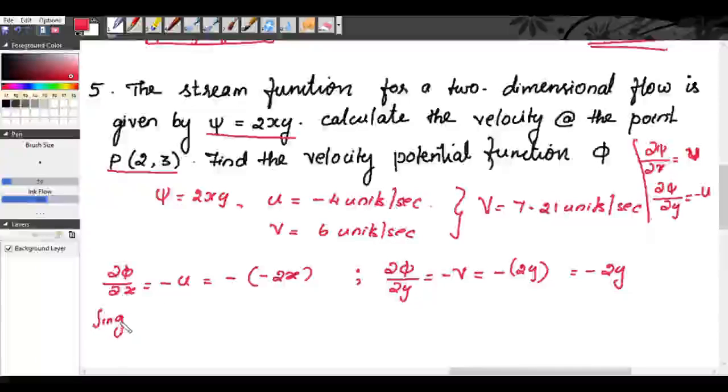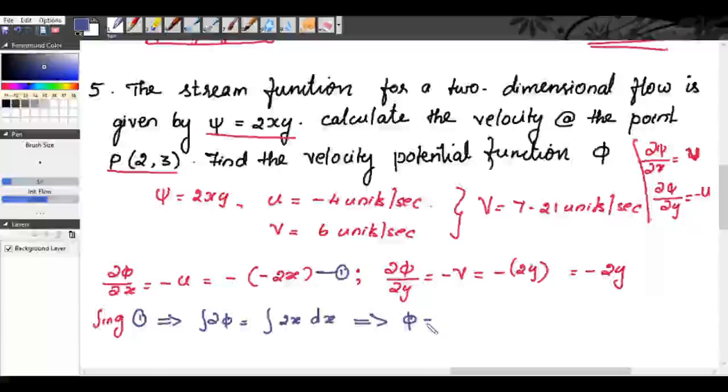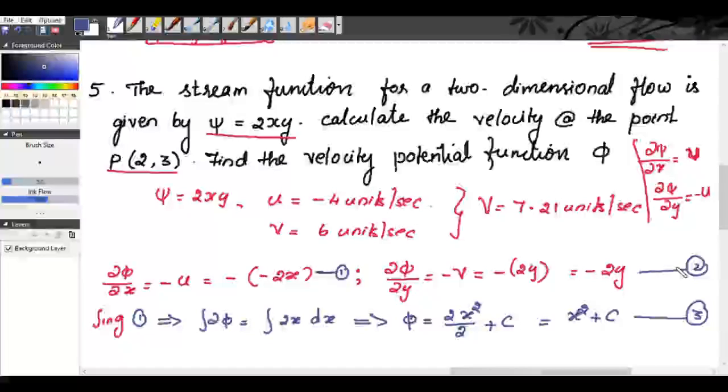So now we can integrate this equation. We will take this as equation number 1. So integrating 1 we get integration of dou pi is equal to integration of 2x into dx, from which we get pi is equal to 2x square by 2 plus c, that is equal to x square plus c. We take this as equation number 3. This we will take as equation number 2.